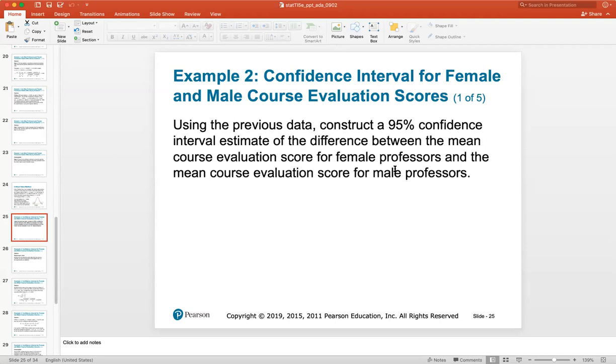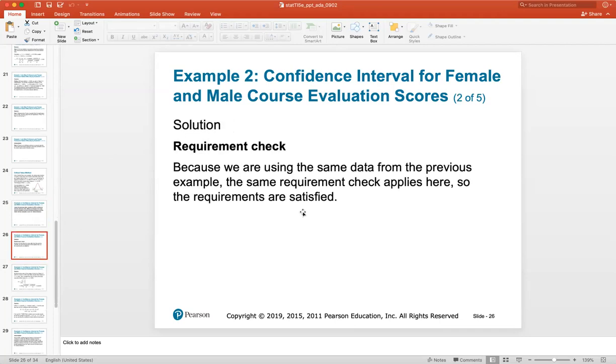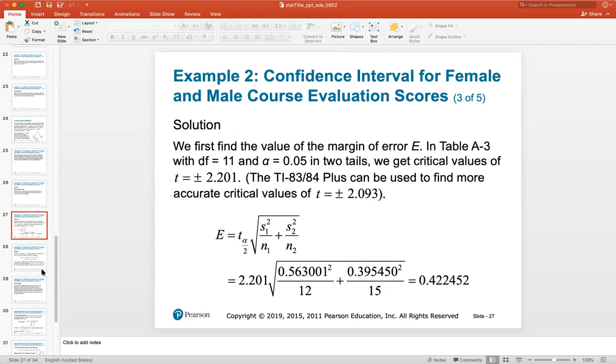Interval estimate of the difference between the mean course evaluation score for female professors and the mean course evaluation score for male professors. So right here, definitely you have to check all the requirements, but we did that in example 1, and then we use the same data. So let me skip it. So that's the formula of the margin of error. Okay, alpha is the same as level, alpha is 0.05, right?